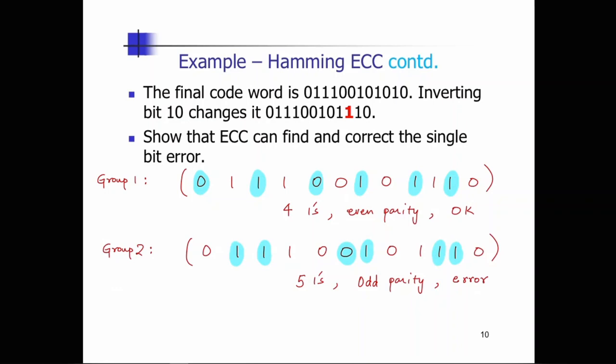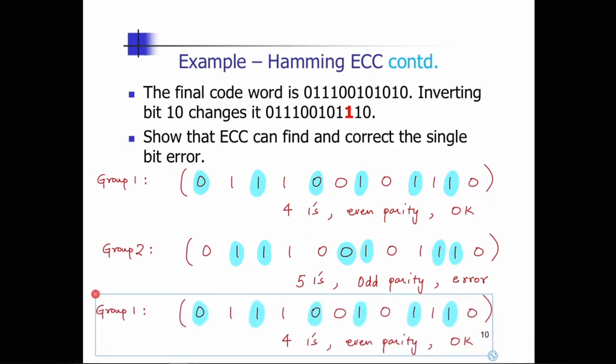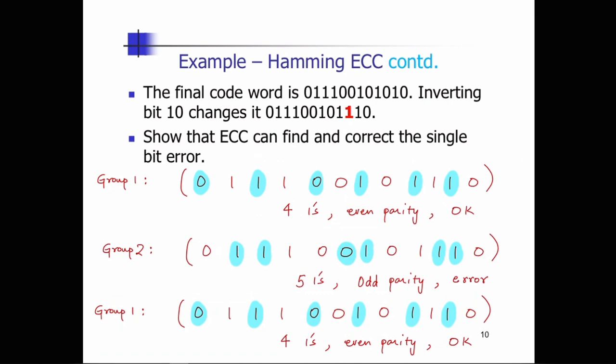Next I check for group 4. So let's see if I can do this. Perhaps I can fit group 4 over here, and then I will selectively erase something.